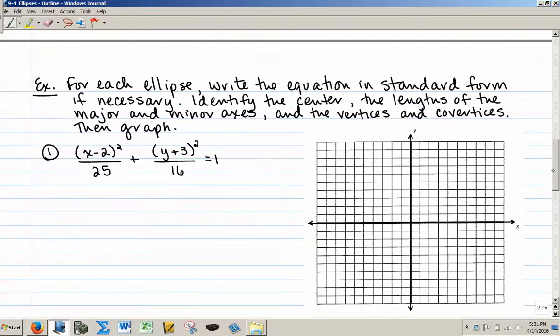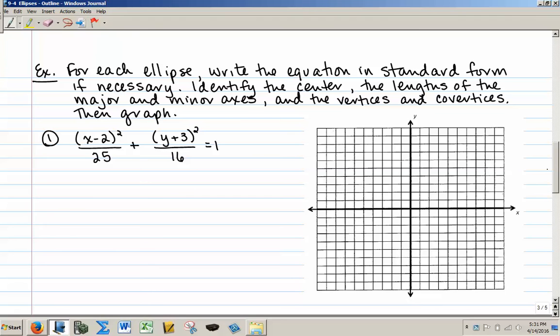So let's take a look at a couple examples here. For each ellipse, we need to write the equation in standard form if necessary. We're going to identify the center, the lengths of the major and minor axes, the vertices and the co-vertices, and then graph. So the first thing I'd like to do is identify my h, my k, and my a and my b. So looking at this equation, my h is 2, my k is negative 3.